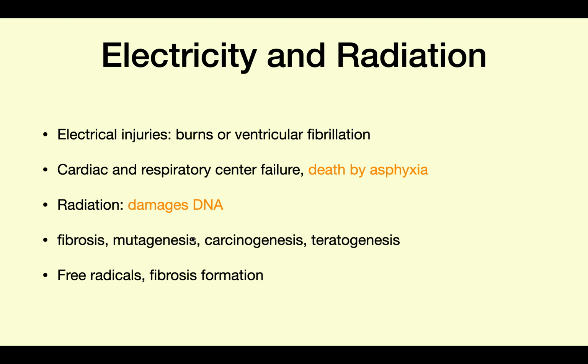Radiation is going to damage the DNA directly. There's going to be fibrosis at first, mutagenesis in more exposure, carcinogenesis in long-term exposure, and then in children, teratogenesis. It's going to be due to the free radicals, of course.